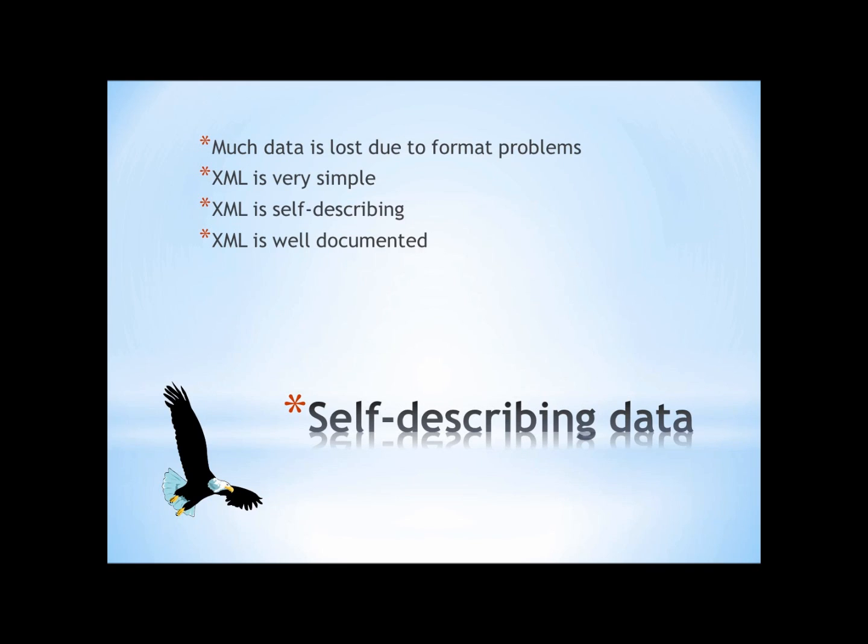Again, as we looked a little bit at the tags in the previous slides, it is self-describing data. A lot of data is lost when we move it between different kinds of programs, or you have to go in and fix it. And it can be a real problem. So XML makes transferring data very simple. And it's also self-describing. Remember, we had a title tag, composer tags, artist tags. So it describes the data that's in there, and XML is very well documented.